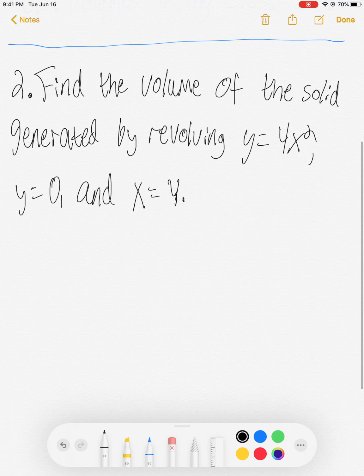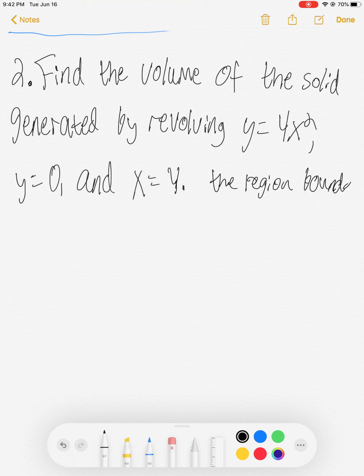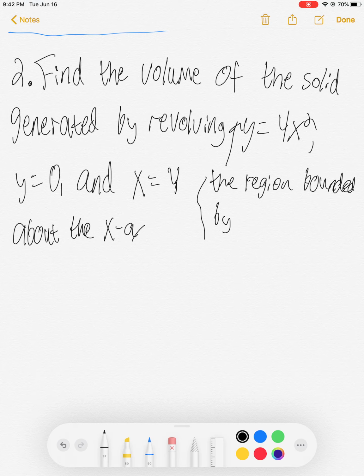Anyways, so here we're going to be finding the volume of the solid generated by revolving this function, y equals 4x squared. By revolving, I did not write that correctly. This should say by revolving, I got distracted talking. The region bounded by these 3 functions, y equals 4x squared, y equals 0 and x equals 4, about the x-axis. Whoops, sorry about that, guys.